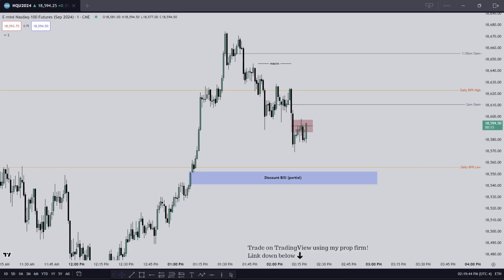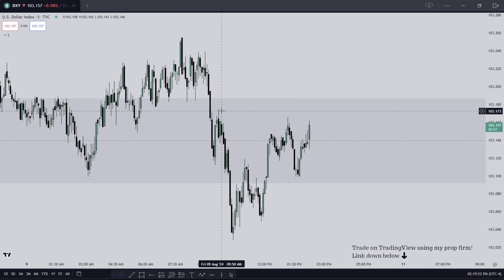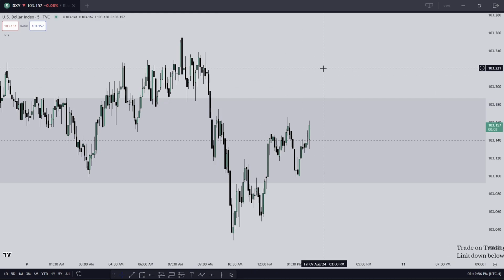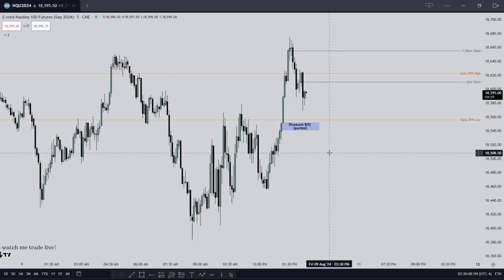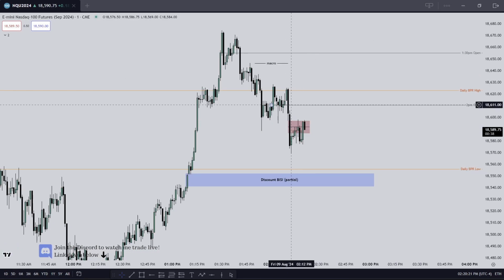Dollar index looks really strong. Buy side, want to see if we can tag that. Also have buy side above this high here. So higher dollar, I prefer to see lower prices in S&P, Nasdaq, and the Dow. Repricing to the high of the fair value gap, that's fine.